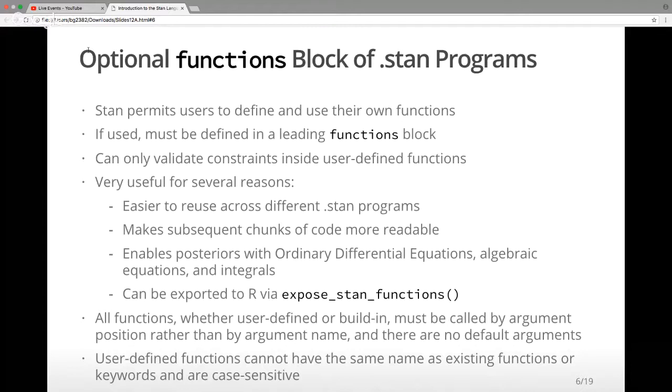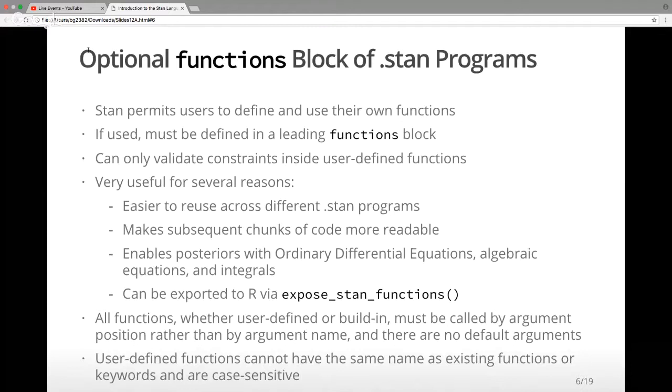These user-defined functions in the Stan language are very useful for many reasons. It's easier to reuse them across different Stan programs. There's actually a mechanism where you can just say #include and then give it another file name. If you have a big file that has all the Stan functions that you use, you can just include that in another Stan program every time you need those. And so you don't have to be always rewriting and copy-pasting, making a bunch of errors like that.